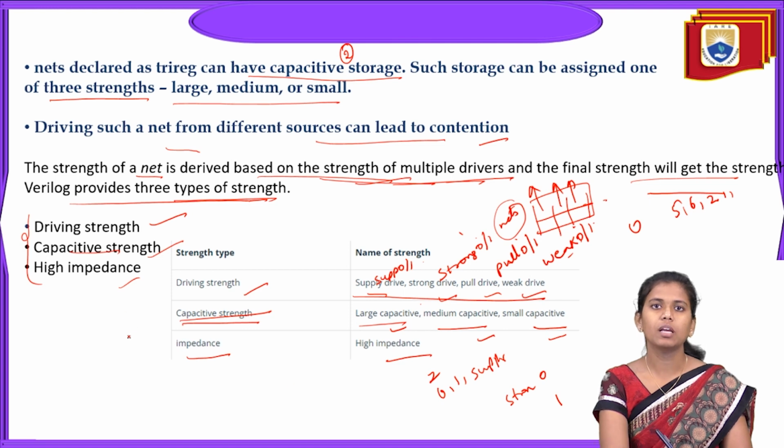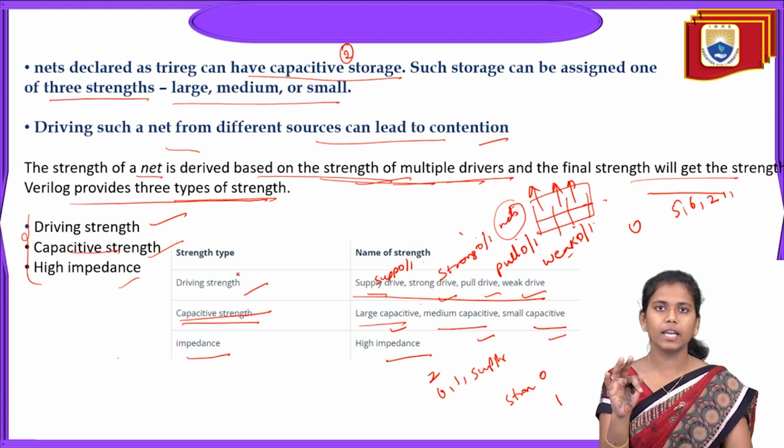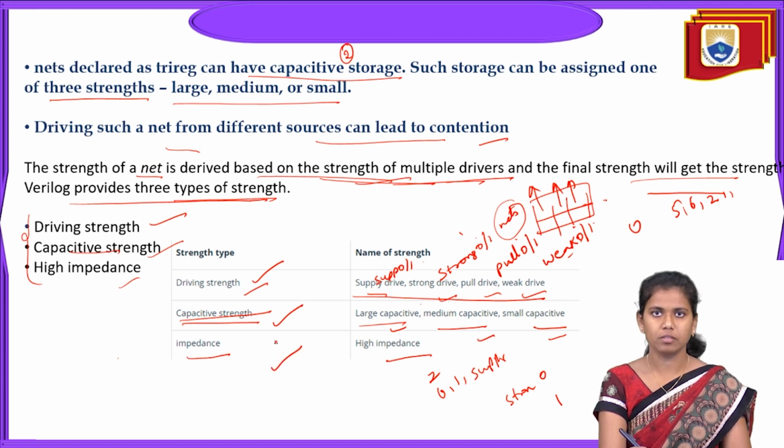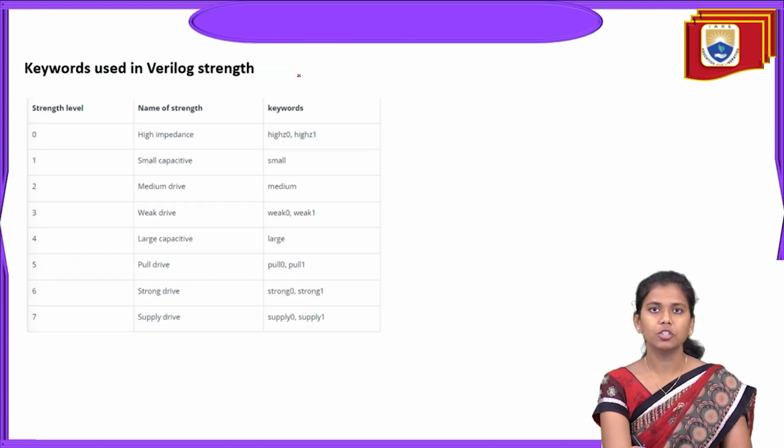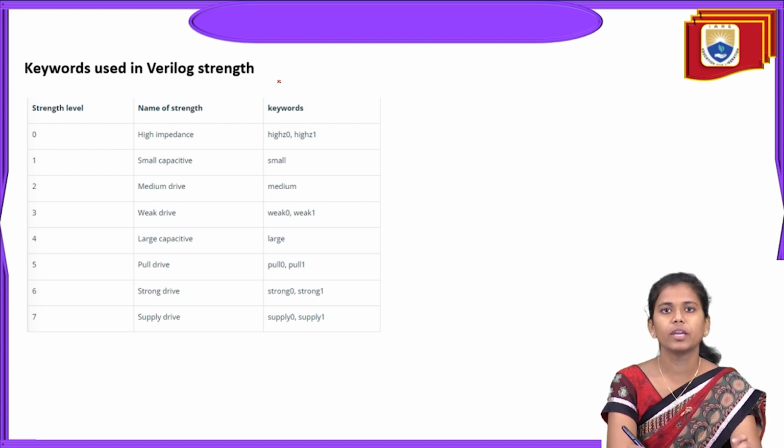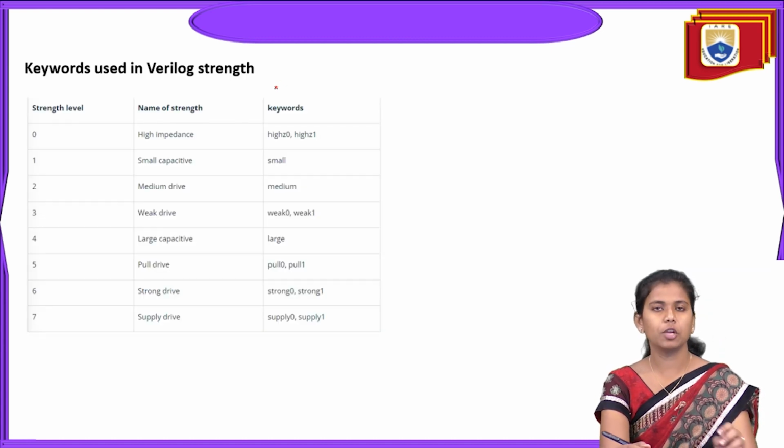So this is a table. It tells us about the name of the strength type. Based on the strength type, the name given, or else the keywords, can be assigned. So we have 3 types of strength types: driving strength, capacitive strength and high impedance, and here are the keywords used in the Verilog strength.